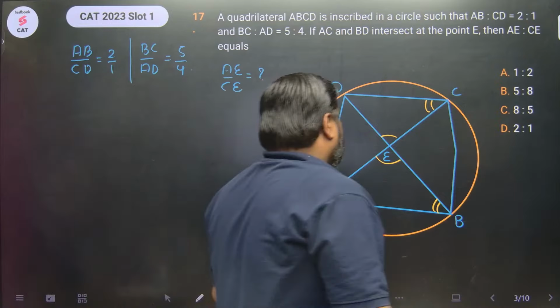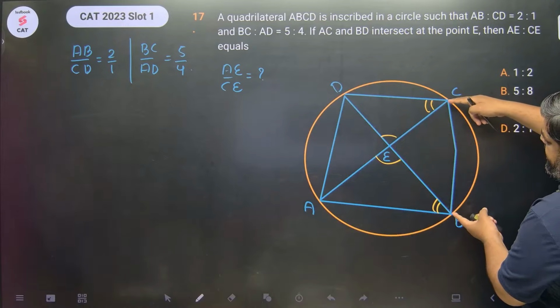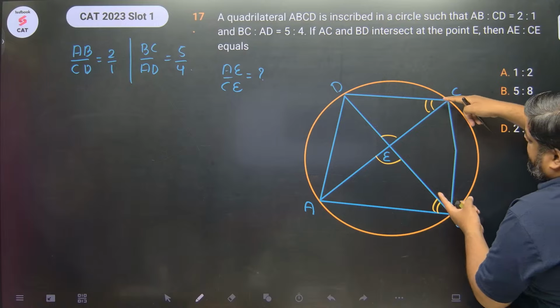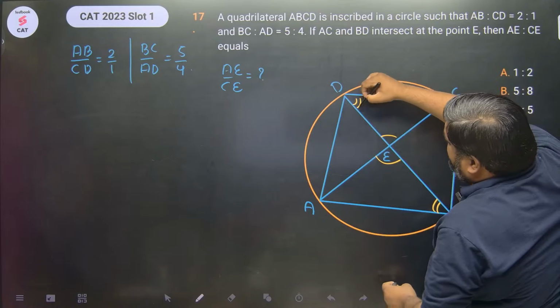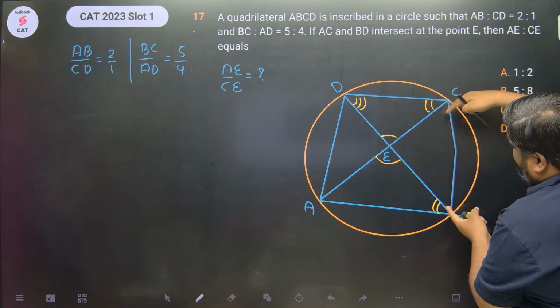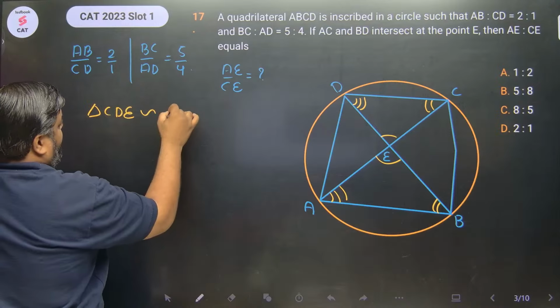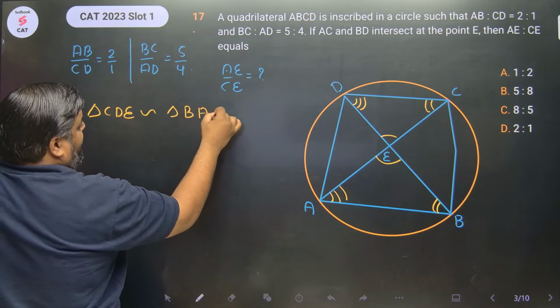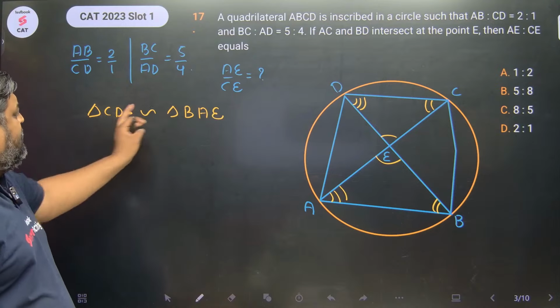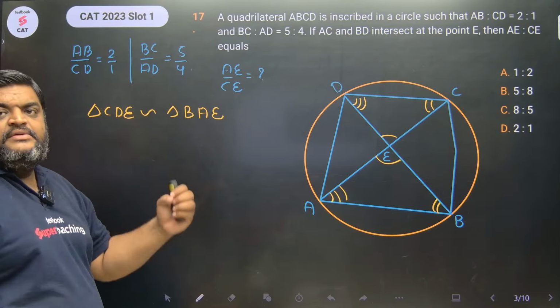Also, if you check from BC, going by the same property, angles in the same segment are equal. This angle, angle D, would be equal to angle A. Say yes sir. So triangle CDE is similar to, in the same order, triangle BAE. I can write this: triangle CDE is similar to triangle BAE.